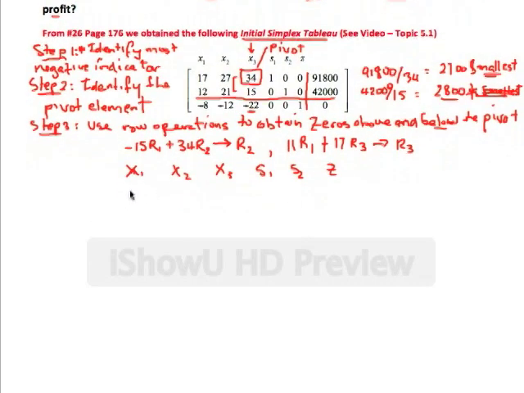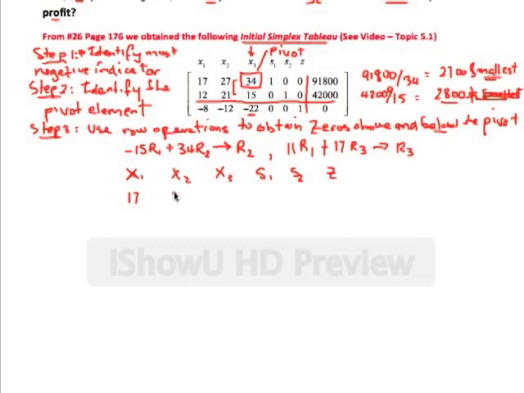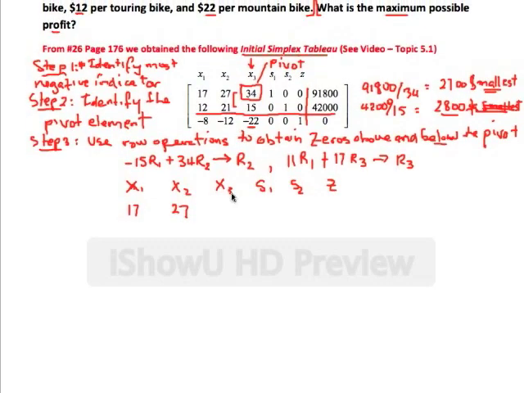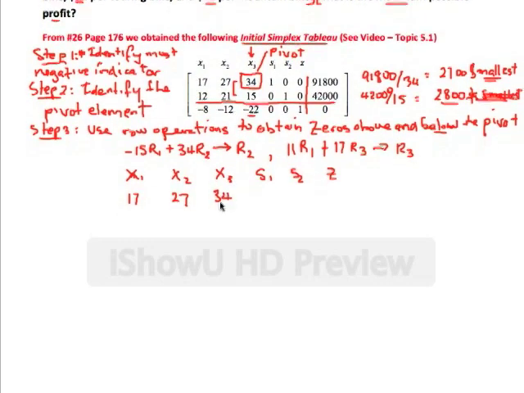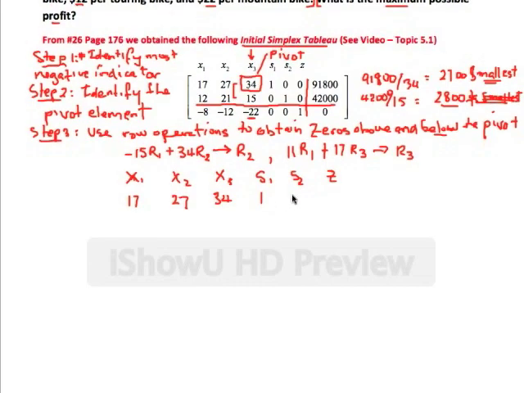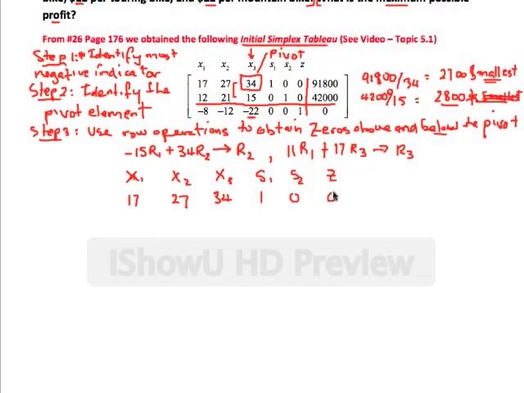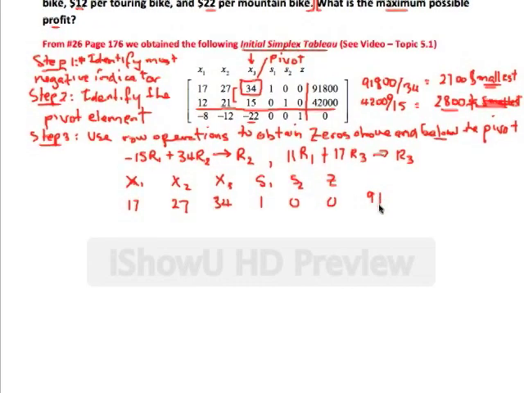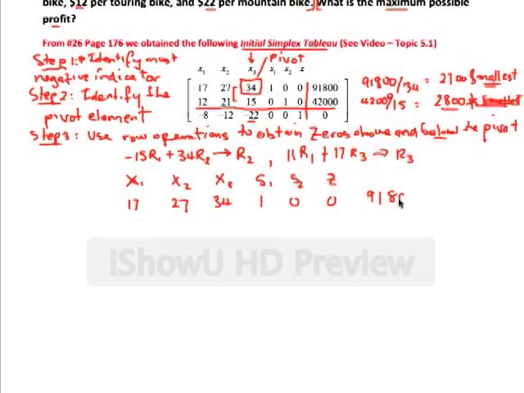And of course our first row stays the same: 17, 27, 34, 1, 0, 0, and 91,800.